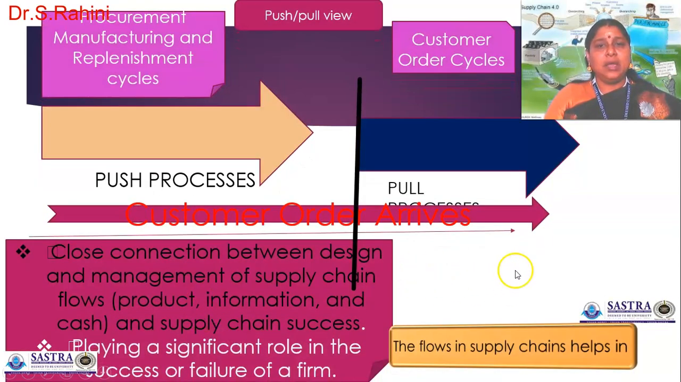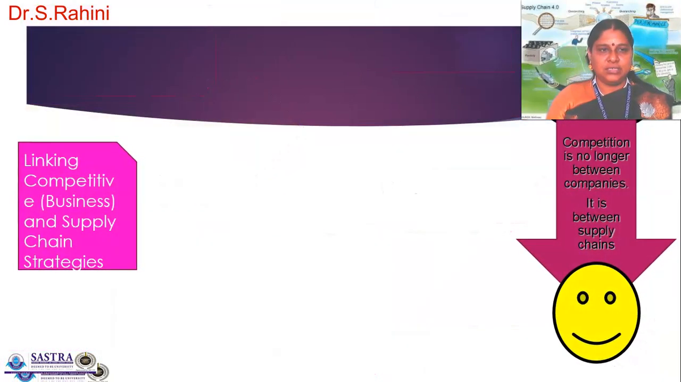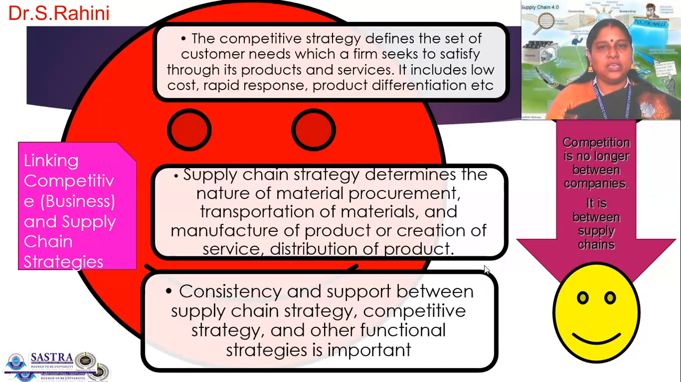And the procurement details and other things will be coming in the push process, and the customer orders and distribution centers will be coming in the pull orders, or the pull strategies, or pull views, as we call it. Then about the linking strategy. So what is the linking of competitive strategy or business and supply chain strategies?